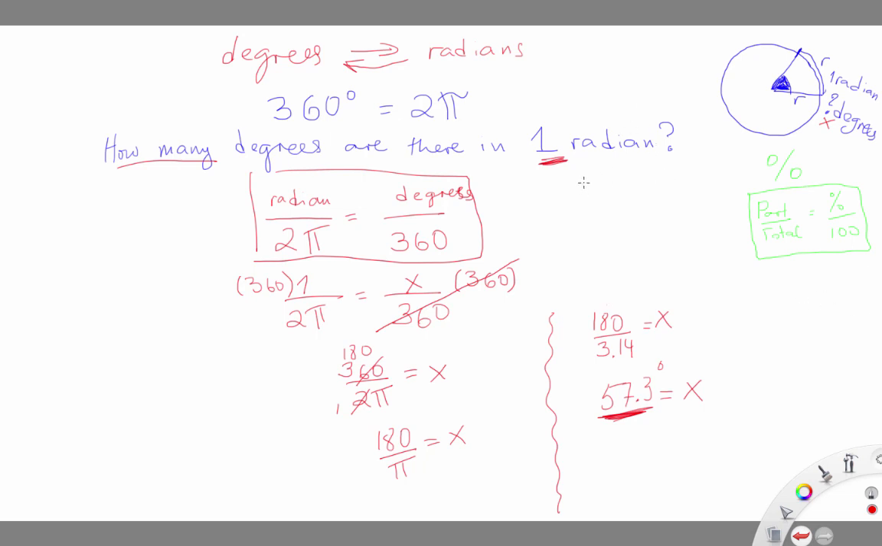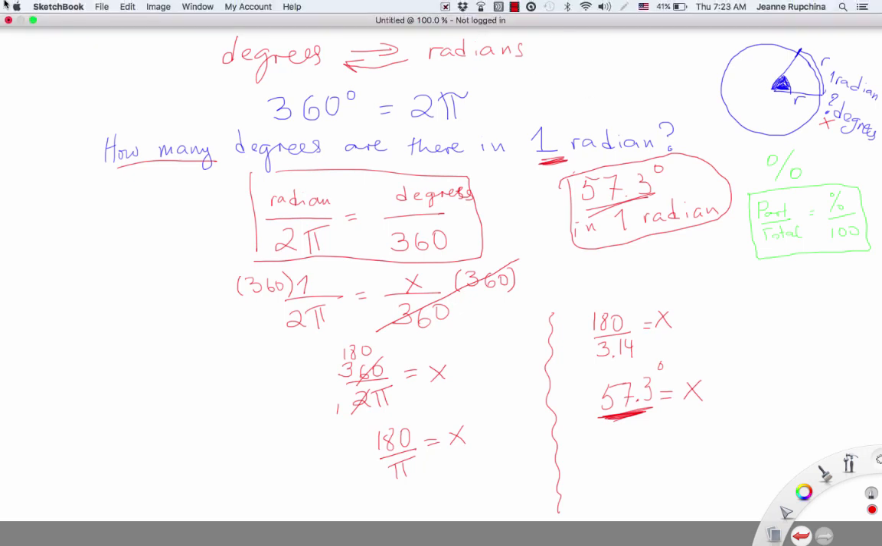There are approximately 57.3 degrees in 1 radian. Now, use the same method to answer the following questions in your worksheets.